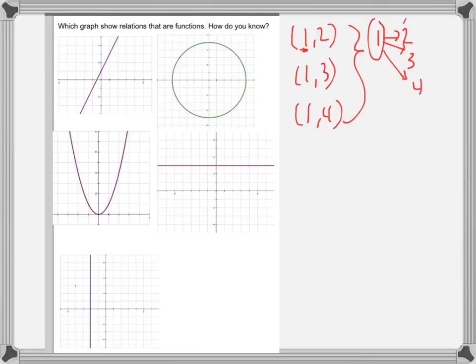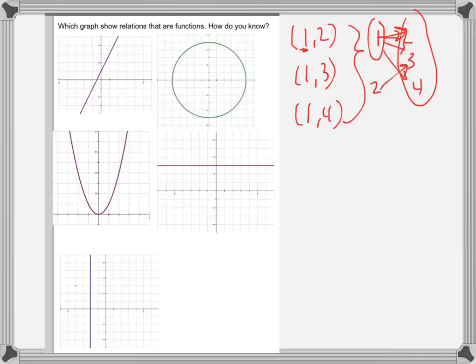So if you have 1 in your domain and 2, 3, and 4 in your range, that's a confusing rule. That's not a rule that would be a function. That's not a function rule. A function rule sends 1 to only one spot. If you had another number, you can send it to another spot, and so on.